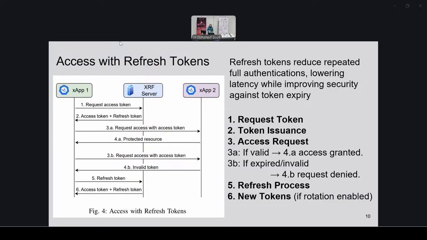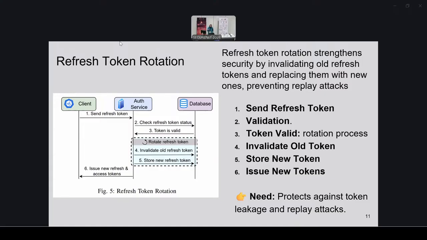So yeah, the approach is pretty simple, I think. The xApp requests the access token at the XRF server, then the access token and refresh token are sent. And when the access token is not valid anymore, you can send the refresh token back to the XRF server, and then the new access token together with a new refresh token is sent back. Now, once you work with refresh tokens, these can also be stolen and replayed, and that's why we added an additional mechanism on top of it. This is the token rotation, to make sure that the refresh token can only be used once.